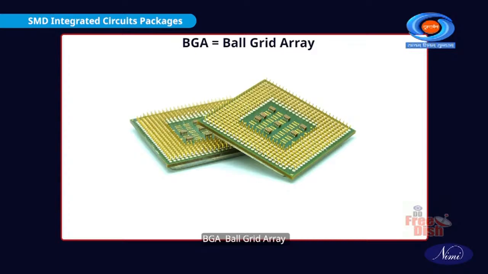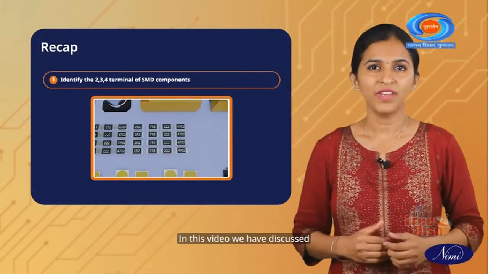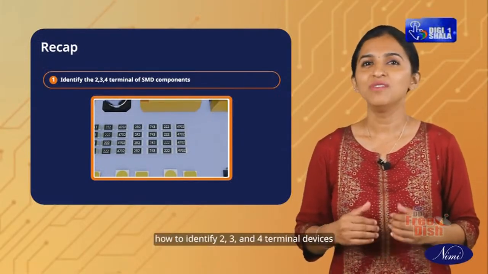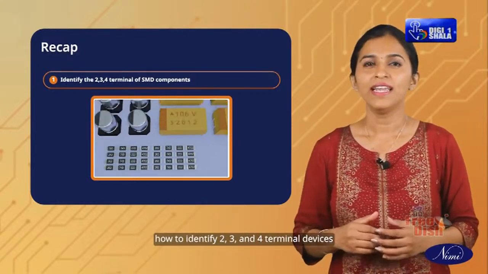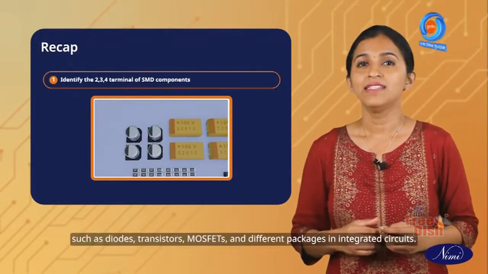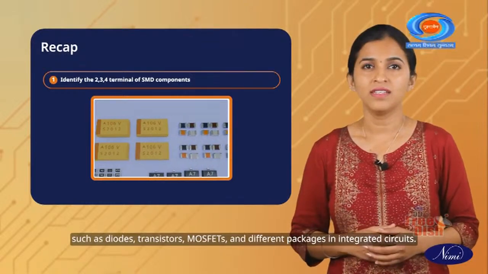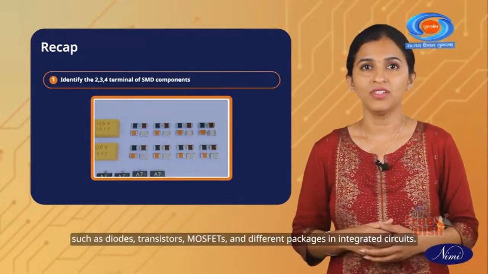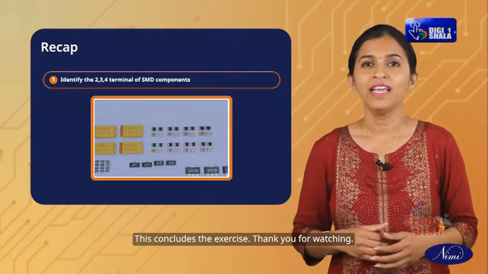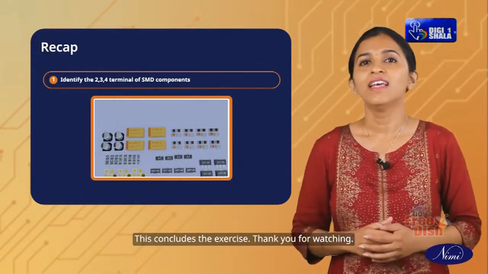BGA, ball grid array. In this video, we have discussed how to identify 2, 3 and 4 terminal devices such as diodes, transistors, MOSFETs and different packages in integrated circuits. This concludes the exercise. Thank you for watching.